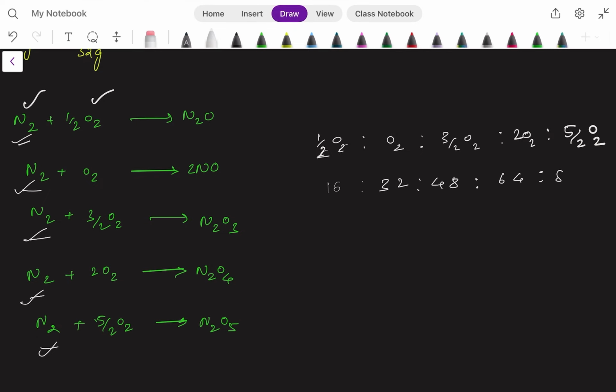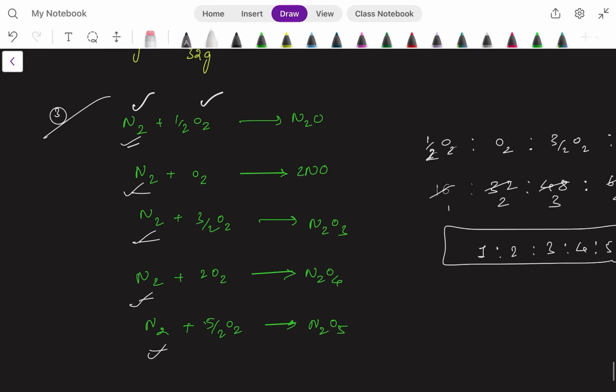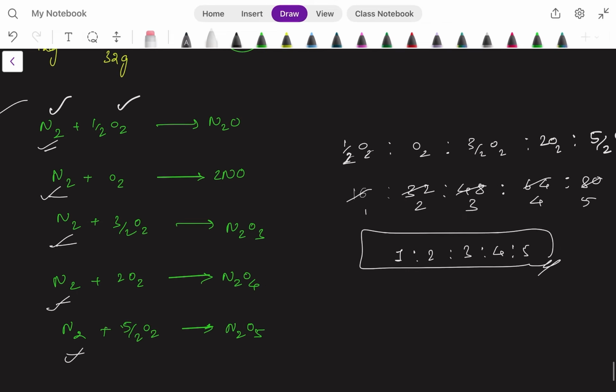This is 80. Try to simplify. 16 ones are 16, twos are 16, threes are 16, 4s are 16, and 5s are 16. So you got a simple whole ratio, right? They always bear a simple whole ratio. That is why we call it the law of multiple proportion. I hope you understood.